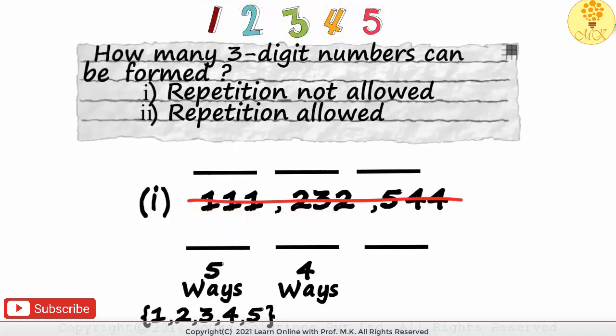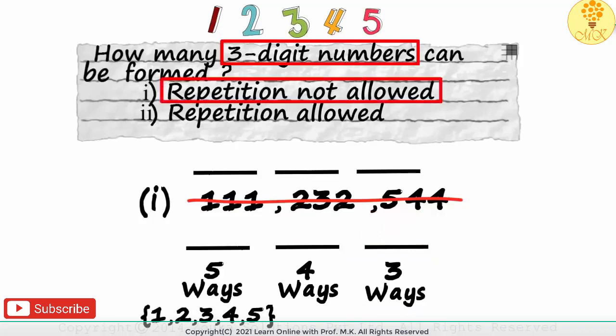Now tell me, having filled the first and the second slot, in how many ways can the third slot be filled? It's simple. We have used up 2 digits here. Only 3 remain. The third slot can be filled in 3 ways. We're almost done. The first slot can be filled in 5 ways, the second in 4 ways, and the third in 3 ways. So how many 3-digit numbers can be formed if repetition is not allowed?